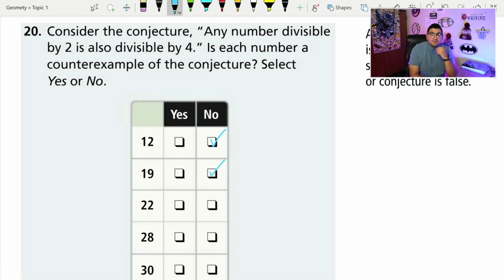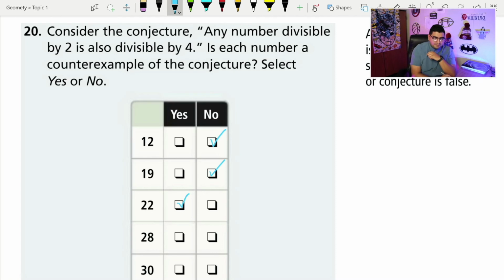22. So 22 is divisible by 2. 22 divided by 2 is 11. 22 divided by 4, you would get a fraction or a decimal. So because 22 is divisible by 2 and not divisible by 4, this proves that conjecture wrong. So I can actually use this one as a counterexample.